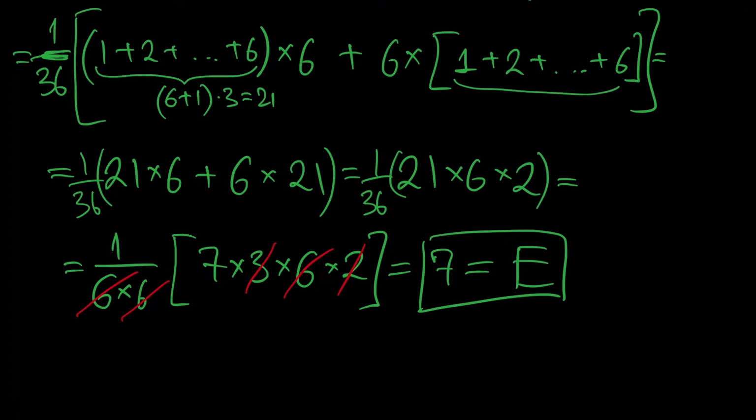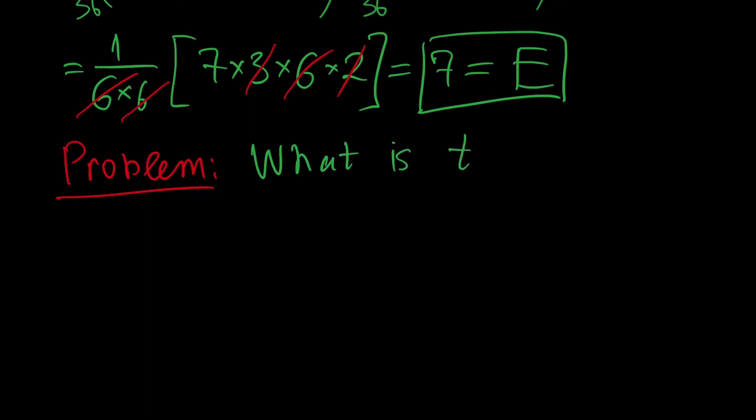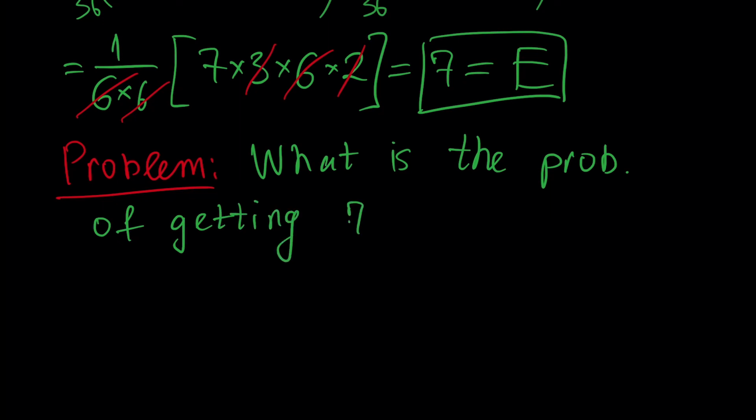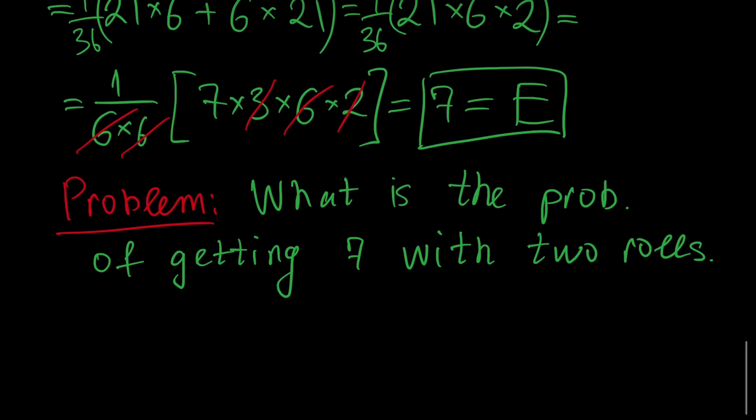The next problem is quite easy, but anyway, let's solve it. This is our previous problem. What is the probability of getting 7 with 2 rolls? In our previous problem, we rolled our die 2 times, and let's solve it.